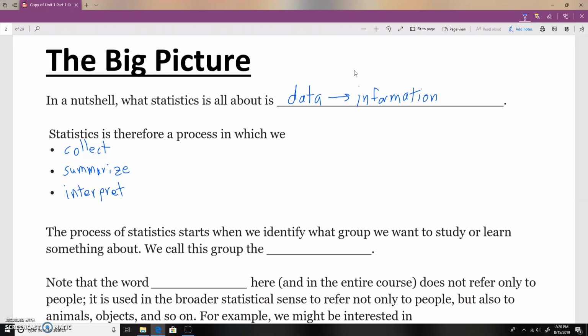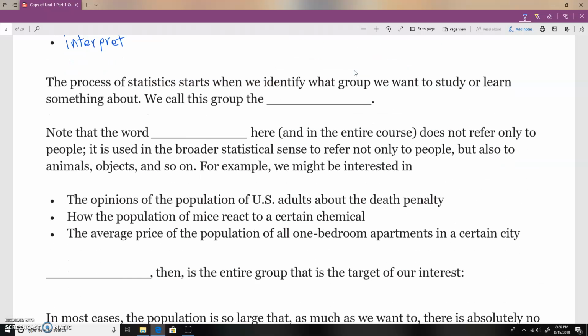The process of statistics starts when we identify what group we want to study or learn something about. This group is what we call the population. Note that the word population, you're used to hearing used in terms of people, but we're going to use it in a broader sense to refer to people, animals, objects, whatever we're studying. Examples could be the opinions of U.S. adults about the death penalty, how the population of mice react to a certain chemical, the average prices of the population of all one-bedroom apartments in a certain city. So population is the entire group that's the target of our interest.